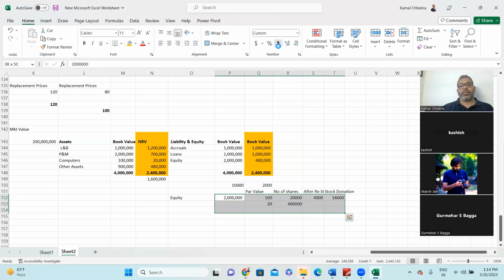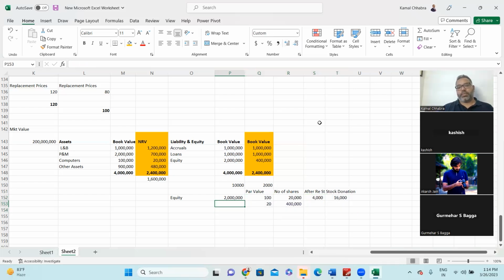Ayush, Akash, yes, sir. Rashesh, got it? So there are two possibilities: either the number of shares will reduce or the value per share will reduce. Yeah, Kashish.